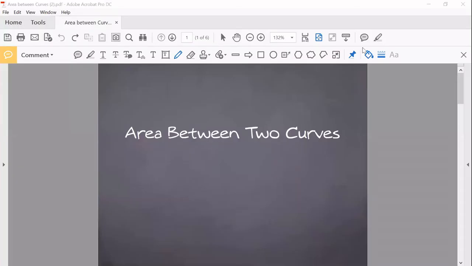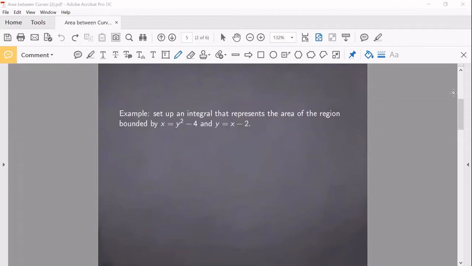In this video, we're going to look at an example where we're trying to set up the area between two curves. But the setup ends up being a little bit complicated. Because of this, I'll then show you an alternate way to set up an integral that represents the area between two curves. So we'll be focusing on this example. We want to set up an integral that represents the area of the region bounded by the curve x equals y squared minus 4 and the line y equals x minus 2.